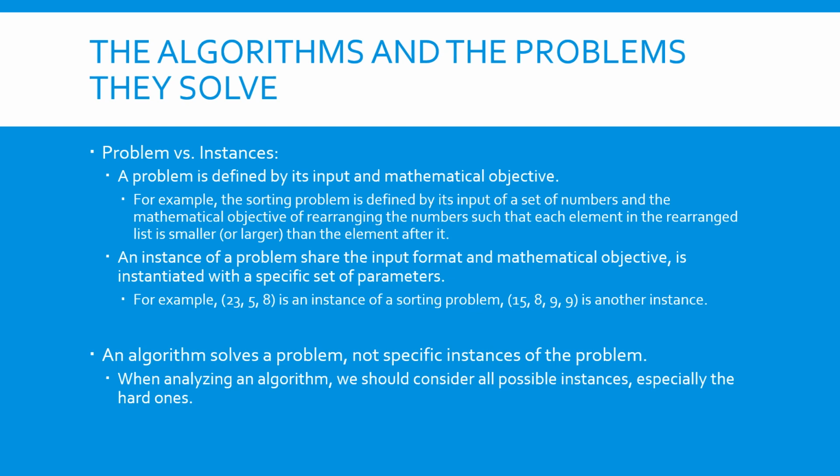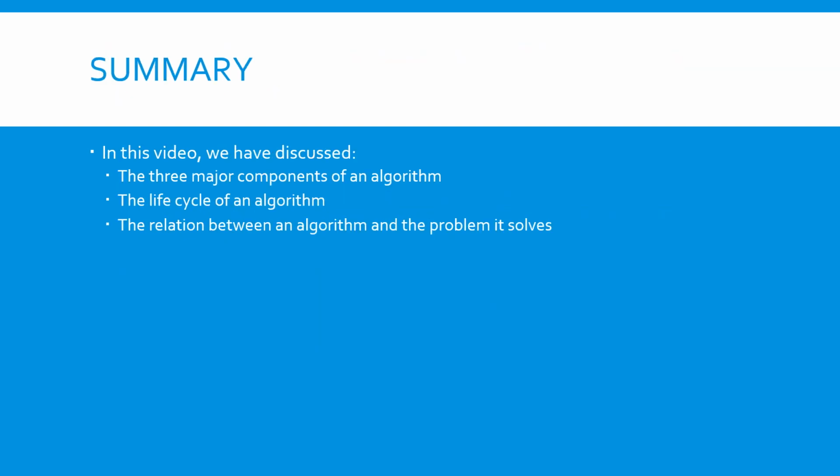Note that an algorithm should solve a problem, not an instance. In this case, when analyzing the correctness and efficiency of an algorithm, we should always consider all instances of the problem, especially the hard ones. It will give us a more conservative assessment of the algorithm. In summary, in this video we have discussed the major components of algorithms, the life cycle of algorithms, and the relation between algorithms and the problems they solve. This is the last video of Module 0.